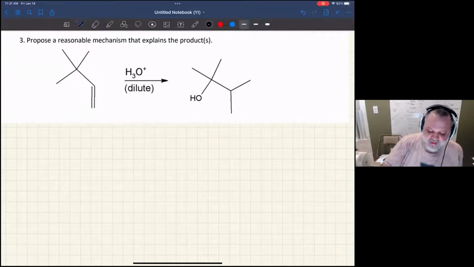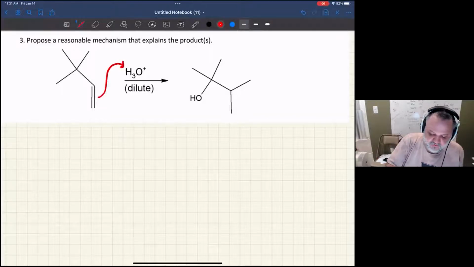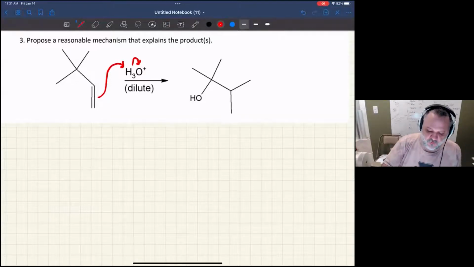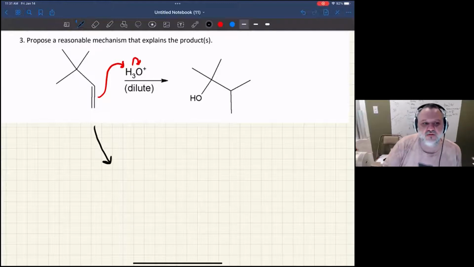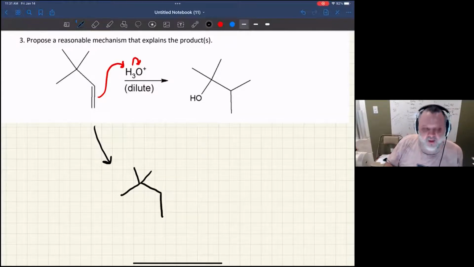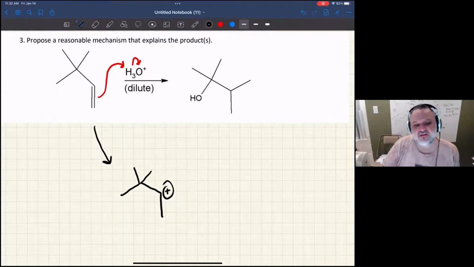So it's actually just asking us to do a mechanism, and we've seen this reaction before. We've done it in reverse. We're just going to go back the other direction. So it's going to start off with a proton transfer to the double bond to form a carbocation. Now, what's going to happen here is that it's going to form a secondary carbocation.